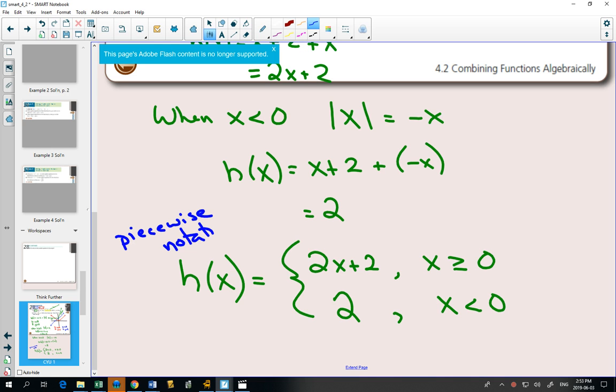For functions, this is called piecewise notation because your function has two pieces. There's no equation that nicely represents it all together. Sometimes we have to write it in 2 different pieces or 3 different pieces. In this case, we have 2 straight lines. This is the equation of one of the lines. This is the equation of the other one.